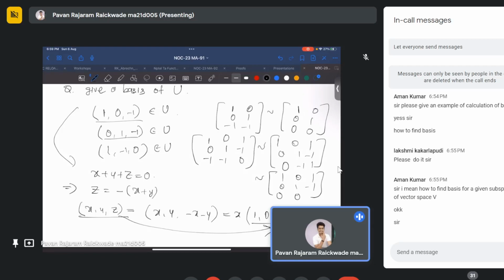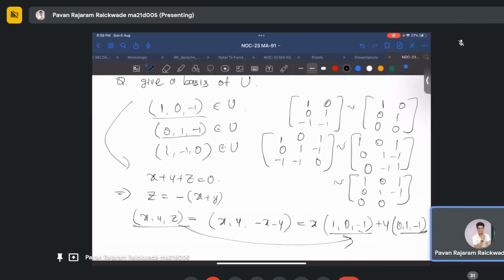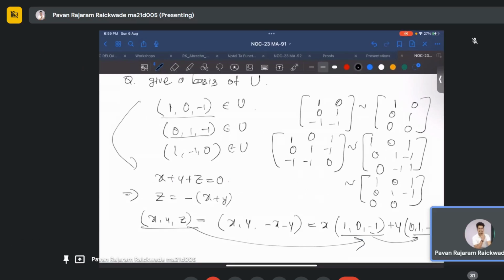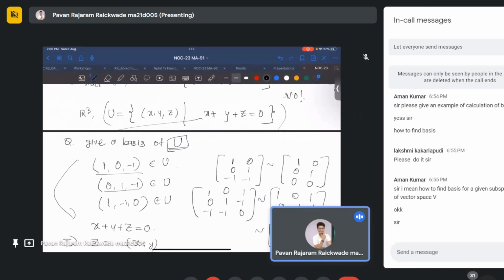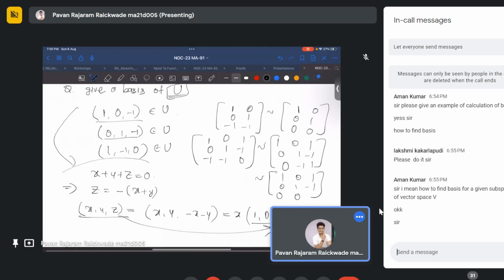This won't immediately become a basis. This is a spanning set, so you just have to pick the linearly independent vectors from those, and that will be your basis. In this case, these two vectors are linearly independent. Hence, this will form the basis for the subspace U. I hope this is clear. There are two methods I have explained. The most recent one is better than the previous one. Is it clear?